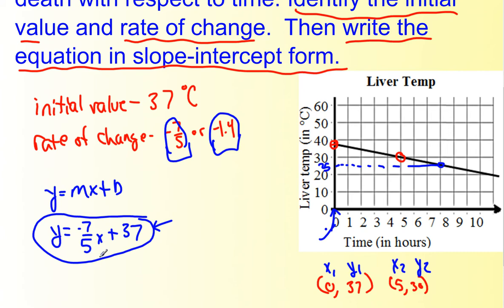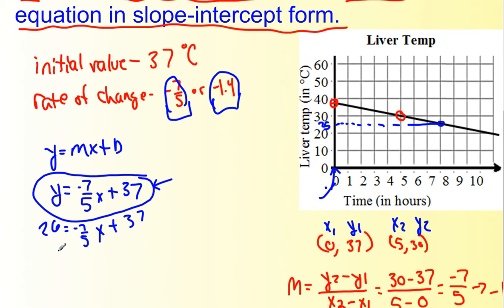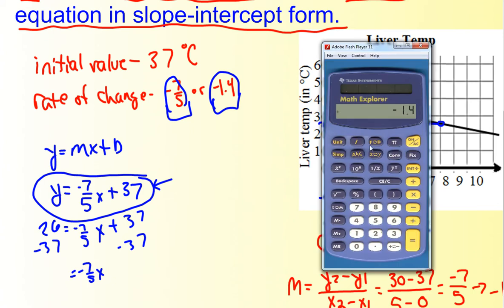So they'd say, oh, the body temperature is 26 degrees. And so they put in 26 degrees here. And they would do this little bit of math. And if you solve this, that would tell you how long the person has been dead. So if you minus 37 on both sides, that gives you negative 7/5 x, and 26 minus 37. I just don't want to make a little stupid mistake. 26 minus 37 equals, there we go.